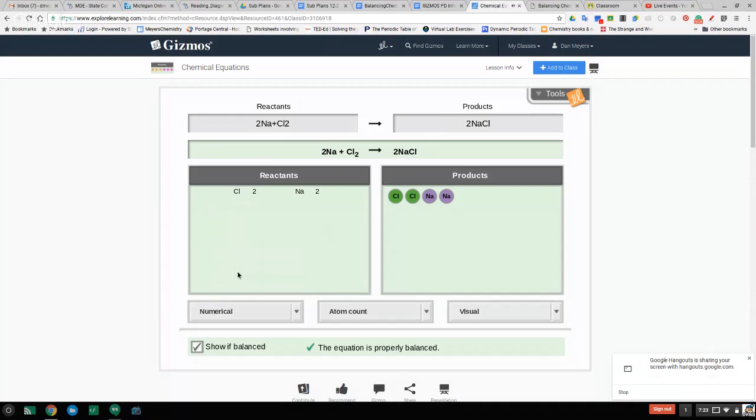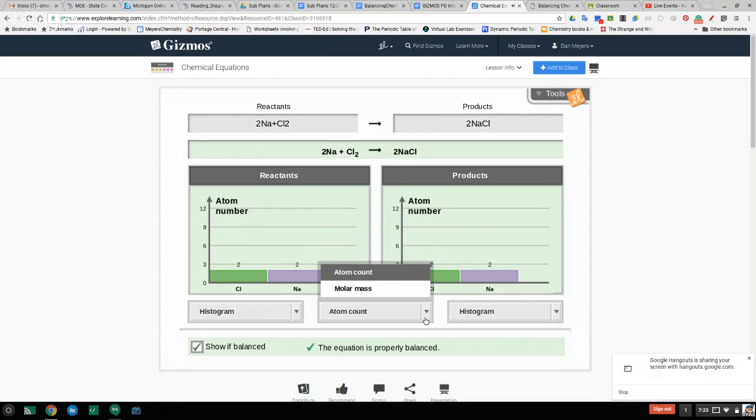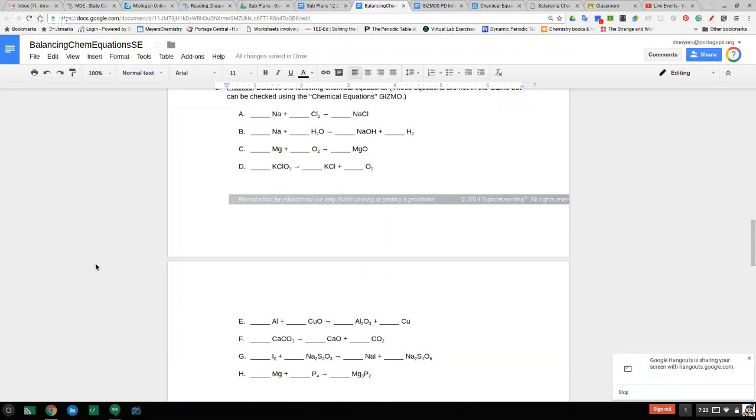You can also change this to numerical. You can change it to histogram. Same thing on the other side. And we're going to stick with atom count there. Okay, so this is another tool that you can use while working through this.